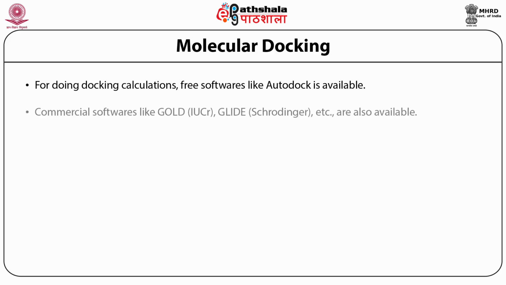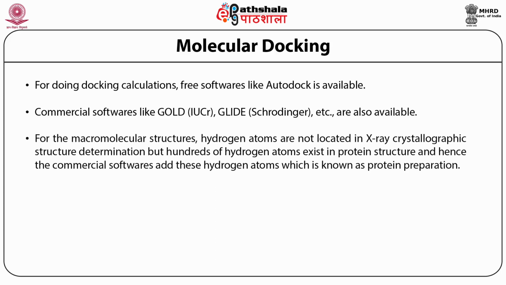In general, commercial software like GOLD, released by the Cambridge Crystallographic Data Centre, and GLIDE, for example, just to take a commercial package, are also available. For the macromolecular structures, hydrogen atoms are not located in X-ray crystallography structure determination because hydrogen is so light, and also considering thousands of atoms to be determined, hydrogen atom location is not possible unless you have atomic resolution or subatomic resolution data.